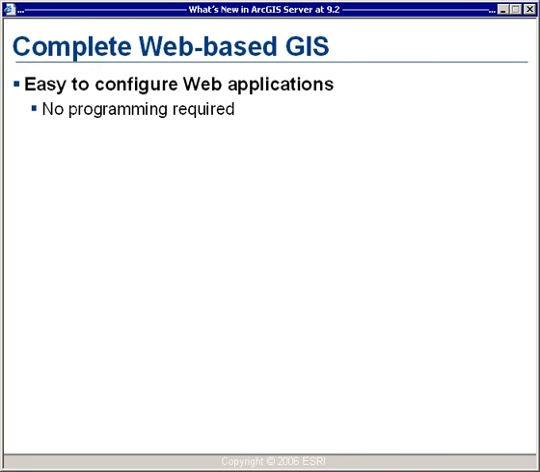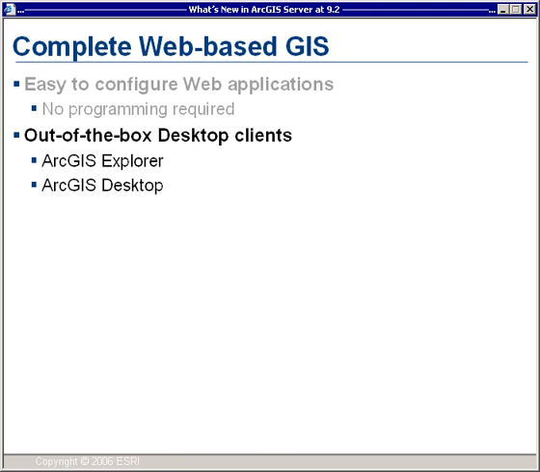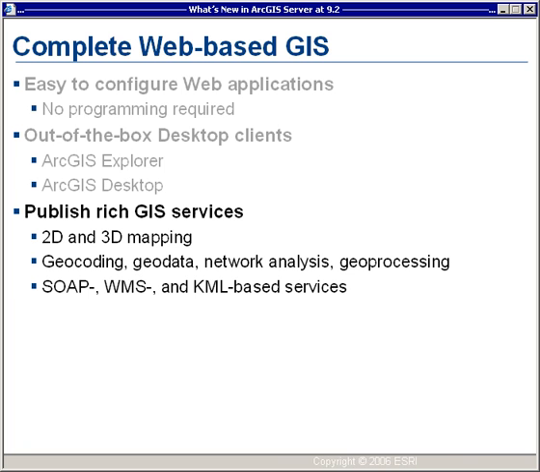ArcGIS Server is a complete web-based GIS. Web applications can now be configured with less effort and no programming. There are out-of-the-box ESRI clients to consume these services, ArcGIS Desktop, and the new free ArcGIS Explorer that we'll introduce later in the presentation. There are many new services that are available for users to consume in their applications, as well as those out-of-the-box applications.